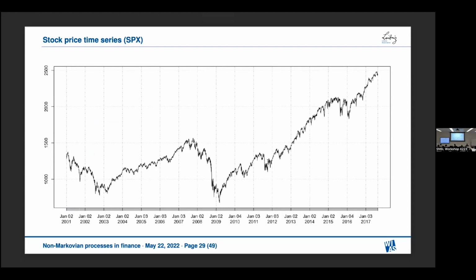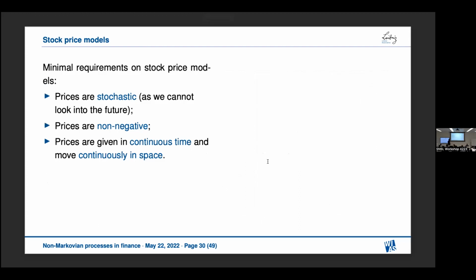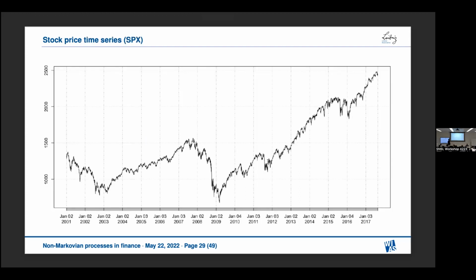Over, what is that? Maybe 16 years. And okay, what can we say about that? I guess what we can say is that, first of all, this looks stochastic. It makes sense from a conceptual point of view. While the market will only ever show you one single realization, still, if you look into the future and try to predict what's happening, you basically have no idea.